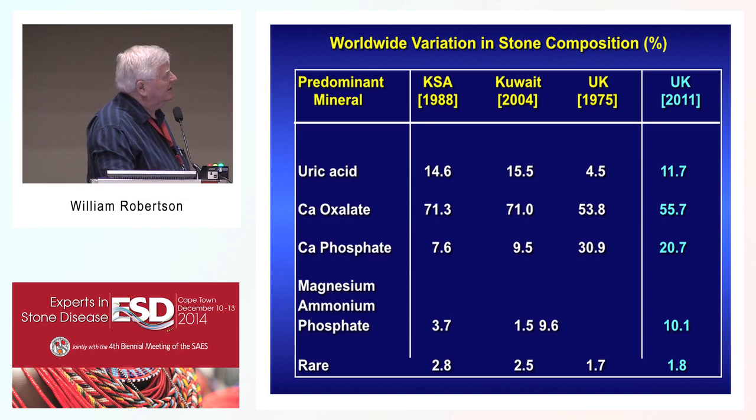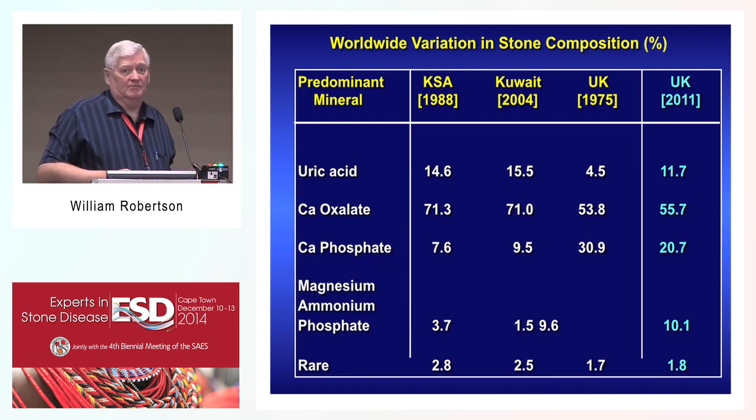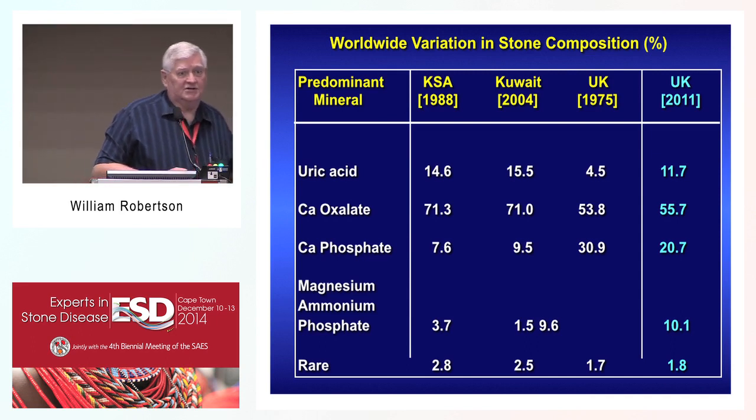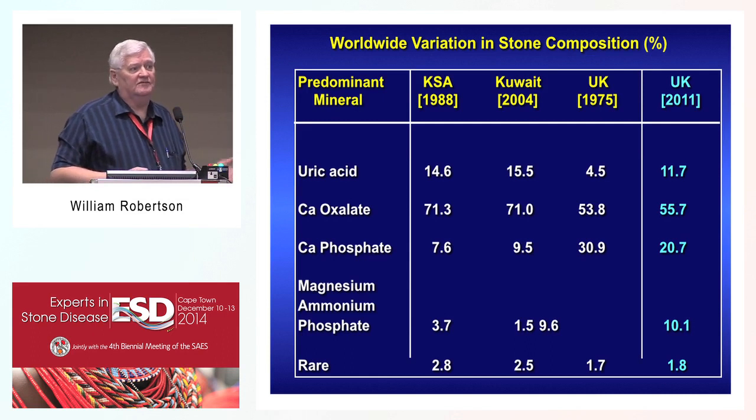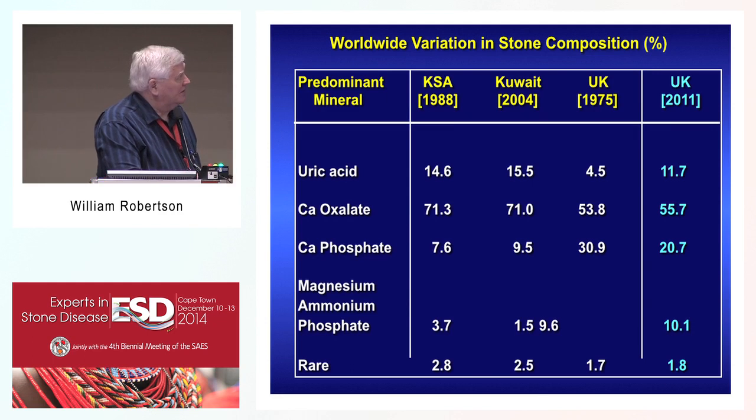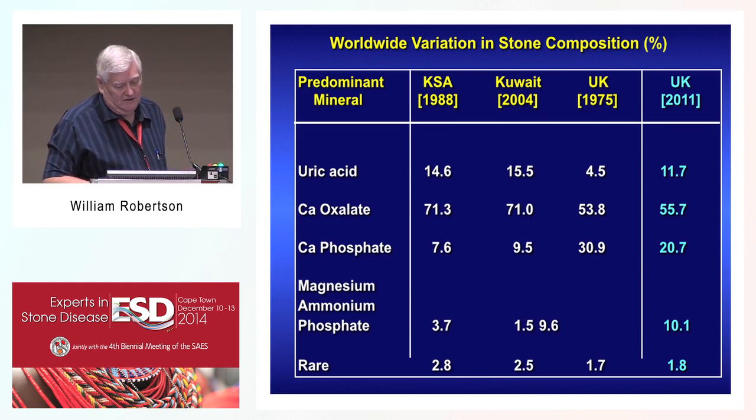And these are all data from the last part of the last century or just the beginning of this century. And when you look at the UK, way back in 1975, we had only 4.5% of our stones were predominantly uric acid. Whereas in the Middle East, you can see that they're around 15%. So there's a much, much higher incidence of uric acid stone disease in the Middle East. We'll come back to the UK data later on in the talk.